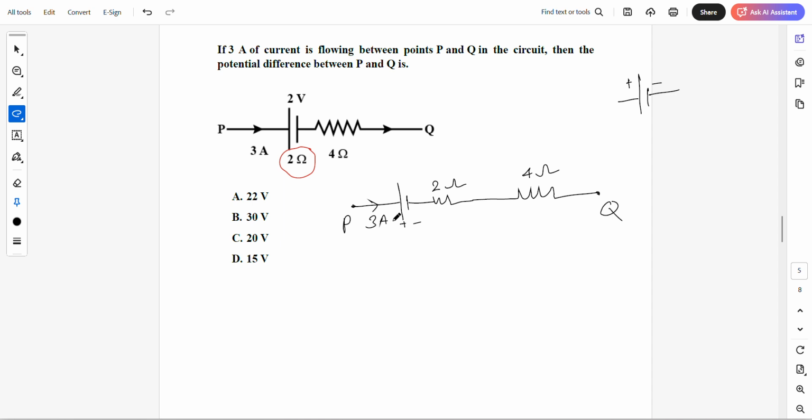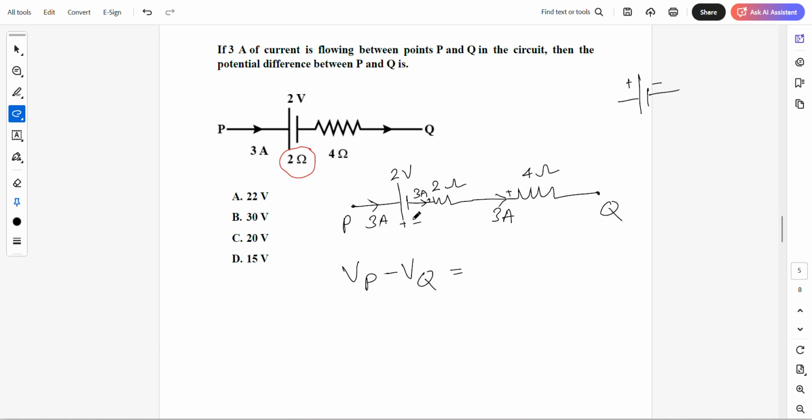Okay, 3 amperes of current is flowing. 2 ohm. Okay, again only 3 amperes of current will be flowing. Is plus. Okay, again 3 amperes of current is flowing because all are connected in series. This is plus. Okay, so how to calculate the potential difference between points P and Q? Vp minus Vq. That's what. Vp minus Vq.